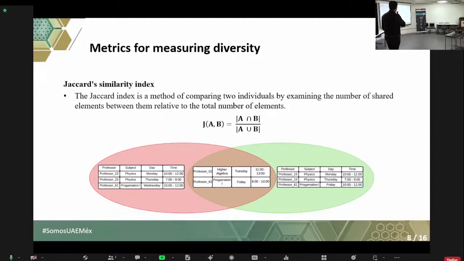The second metric is the Jaccard distance. This metric compares two individuals by examining the number of shared elements relative to the total number of elements. This is the equation to calculate that metric: take the absolute value of the set A intersection B, divided by the absolute value of the set A union B. Taking the previous example, we only have two similar registers in the two tables, and that metric returns a normalized number between 0 and 1.